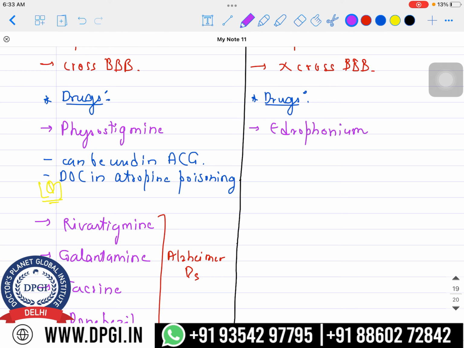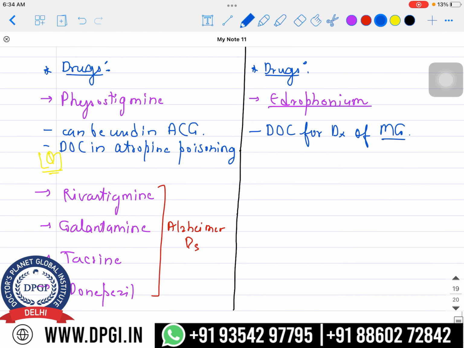Edrophonium. What about edrophonium? Very important. Edrophonium can be used as the drug of choice for making the diagnosis of myasthenia gravis. I'm just writing MG, right? Next, it can also be used for differential diagnosis, for differentiating myasthenia gravis from cholinergic crisis.